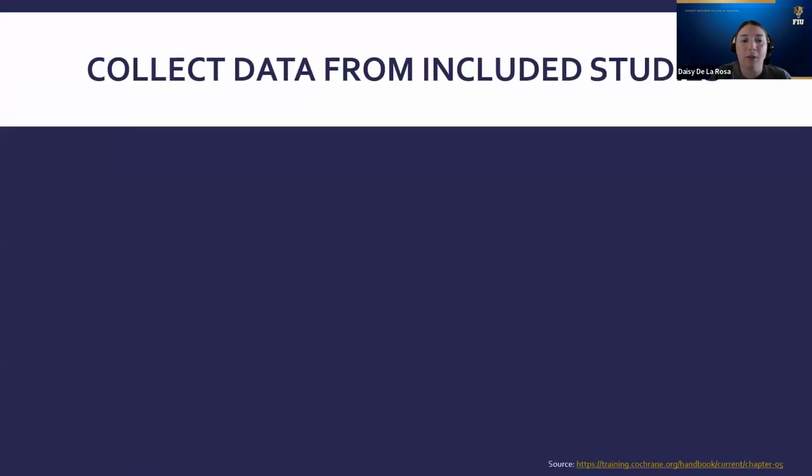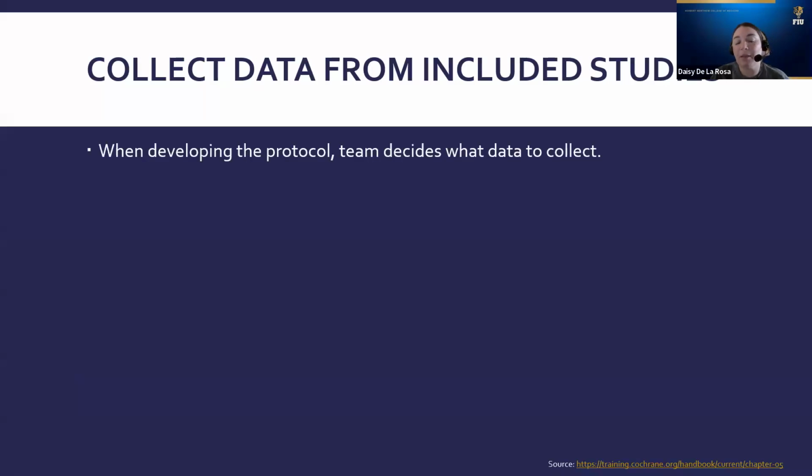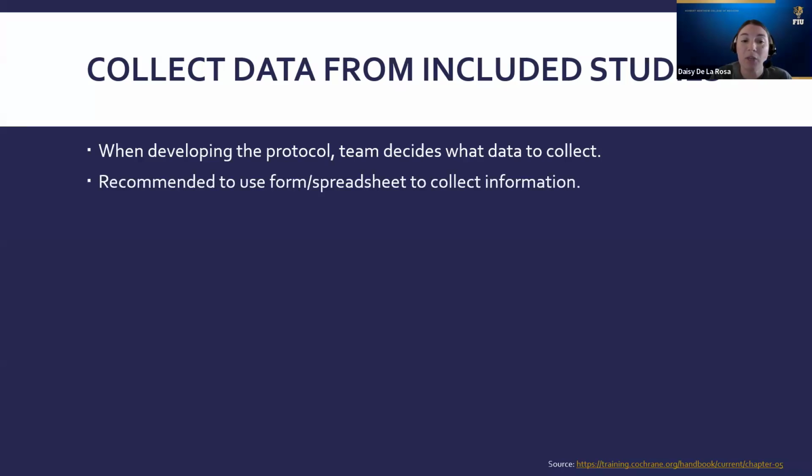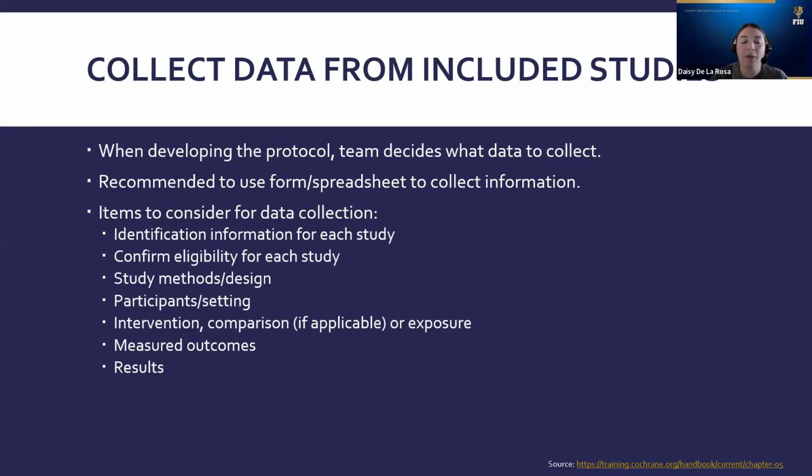So collecting the data from the included studies: when you're developing the protocol, the team decides what data should be collected from the included studies. You can use a spreadsheet to help you collect that information or use a form, and I'll show an example in just a moment. But typically the items that you're going to consider for data collection from each study are the identification information, so the author, the title, the journal it's published in, and confirming the eligibility for each study, right? That it's met the inclusion criteria.